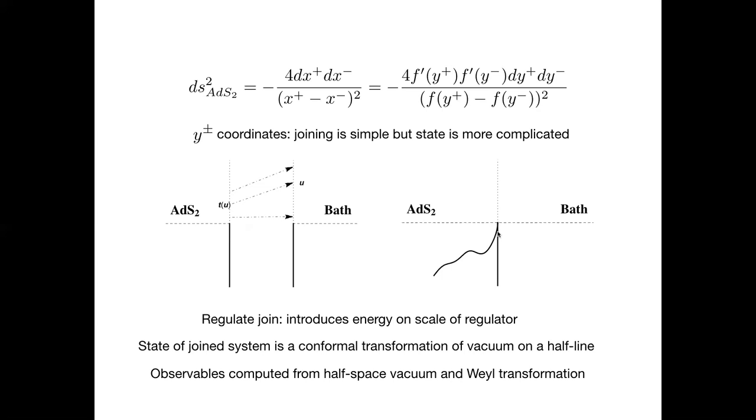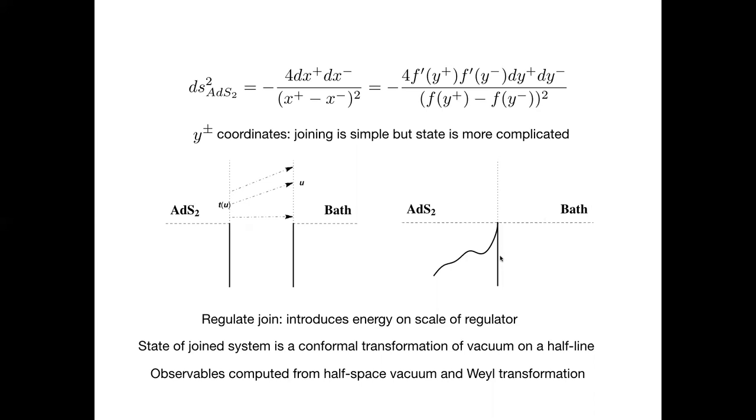But once I've done that, I have the CFT that lives on the whole real line, and it's prepared by some path integral with a single boundary. And now the hard work is just to notice that this is just a conformal transformation of the vacuum on the combined system of ADS2 and the bath, and I just need to find some appropriate conformal transformation to map this to the vacuum on the half line. And now it's the combined system of ADS2 and the bath, which is in the vacuum up to this conformal transformation.